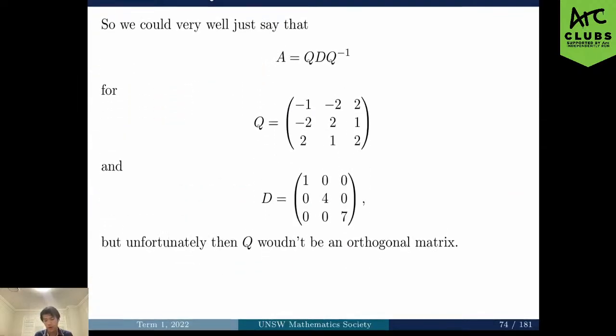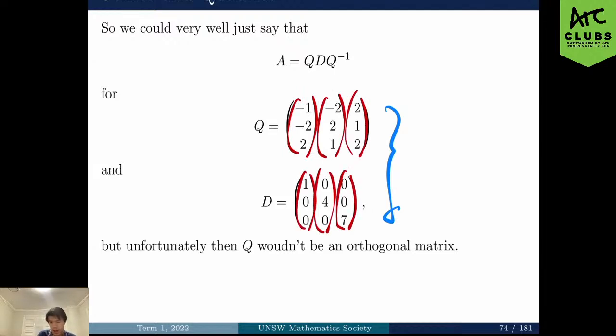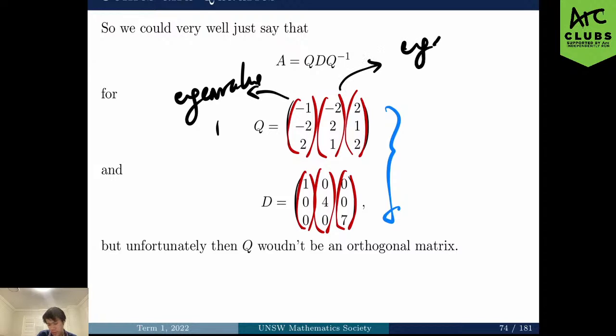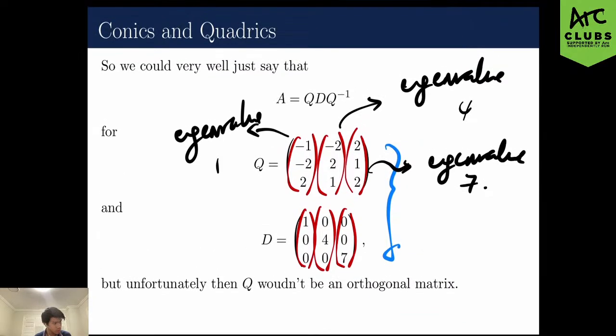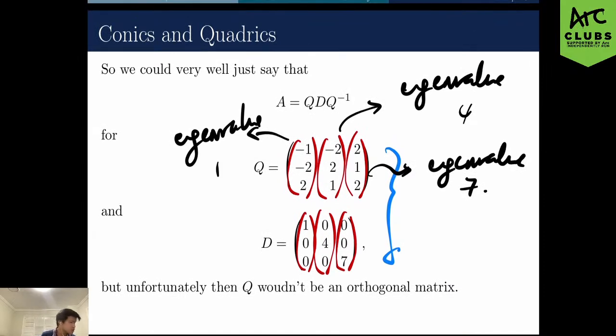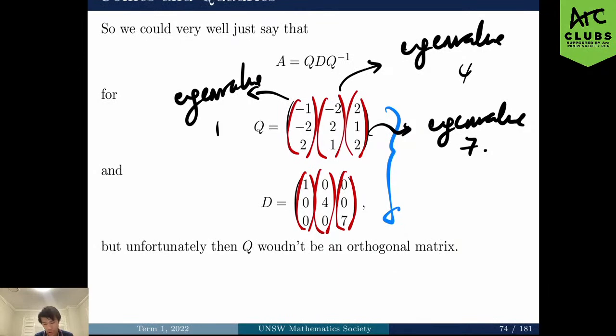And looking at this, which is our first thought, we just put down the eigenvectors here. Because we know this has eigenvalue 1. This has eigenvalue 2. This is eigenvalue 3. Sorry, that's 4. This is 7. The idea is that this is a perfectly fine method of diagonalization, but the only problem is that Q is not orthogonal.